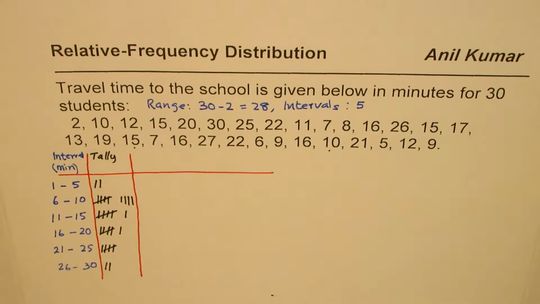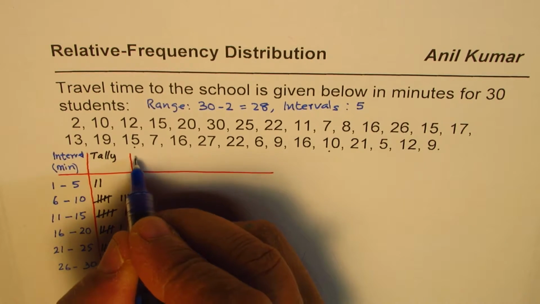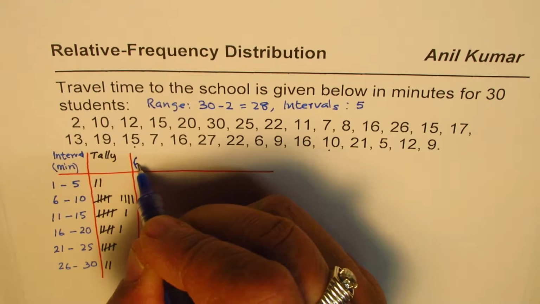Okay, so that gives you the tally for each interval selected. So this part is called the tally chart, tally plot, whatever you may call, or a tally table. Now from the tally chart we can get the frequency. So let me write down the frequency.